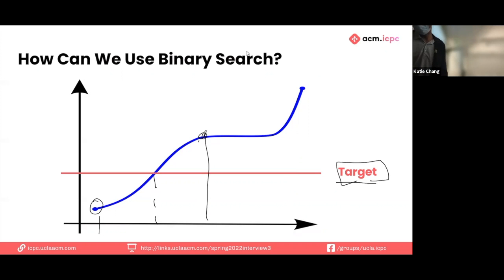You notice that if we were to continue this algorithm and repeat it, so on and so forth, we would eventually find some middle point that converges onto the target that we want. And that's what binary search is all about. It's about converging onto the point that we want.